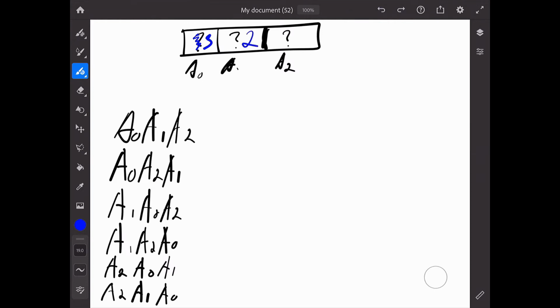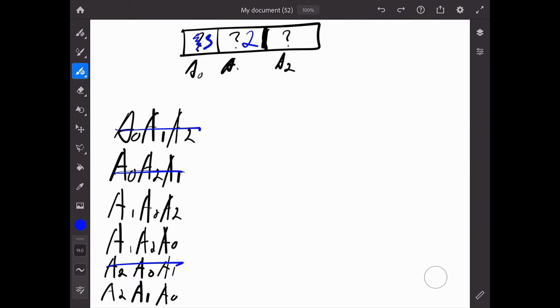So we've done our first comparison. We've compared A0 and A1. We see that A0 is bigger. So when we do that, what that lets us do is cross out all of the possibilities where A0 comes before A1. And then we'll pick another 2 boxes to look at.